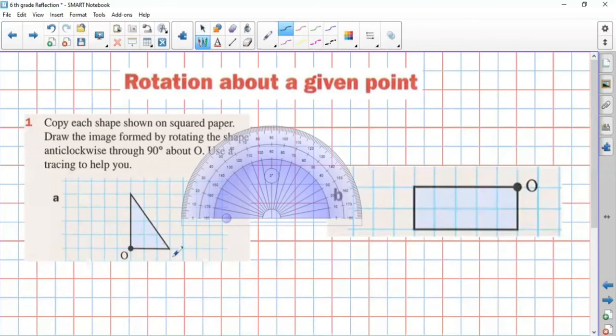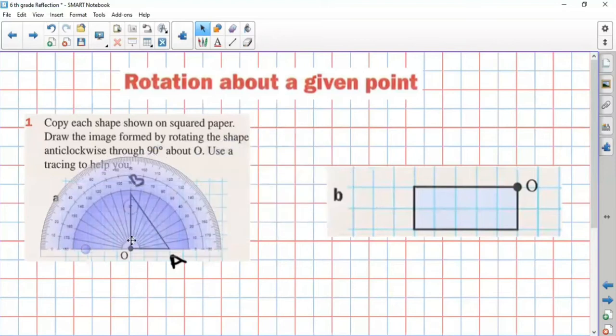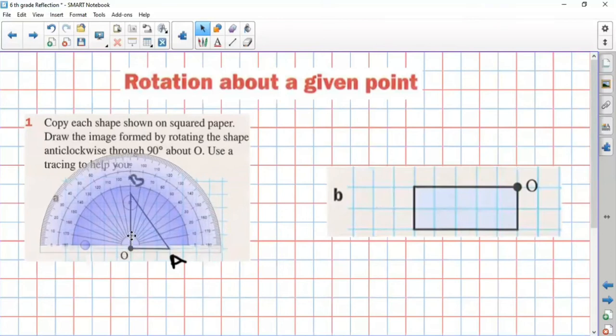O, let's say this one is A, the vertex A, and this one is the vertex B. Now, if I want to rotate the point O 90 degrees, it means I'll put the protractor here and I will see where the angle 90 degrees forms. Since O is the center of rotation, it won't change. It will be in the same position.